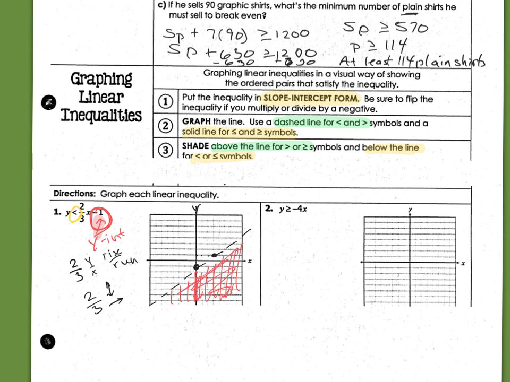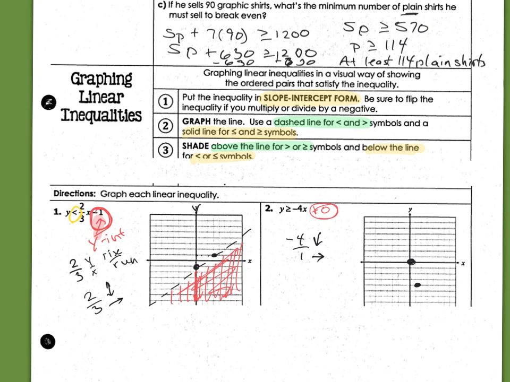Let's try this again. Y is greater than or equal to 4x. Now there is no number out here. So no number means your y-intercept is 0. So we're going to start right at 0. And now our slope is -4. It's negative, so we're going to go down 4 to the right one.